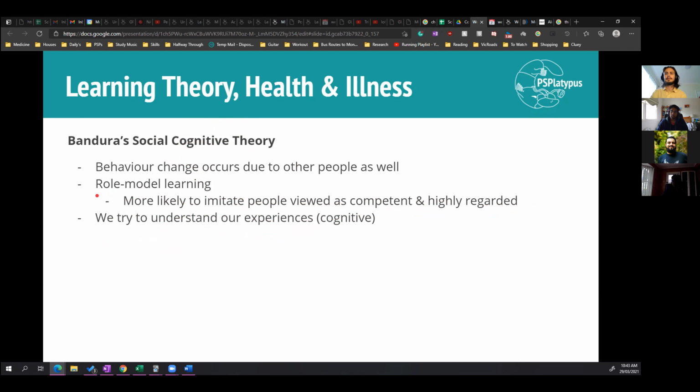A personal anecdote: there was this really smart guy in my class, and he always moves his eyes a lot when he thinks. I noticed that after about 3 months of hanging out with him, I started moving my eyes a lot as well. That's to do with me thinking he's competent and highly regarding him. So yeah, Bandura's social cognitive theory.